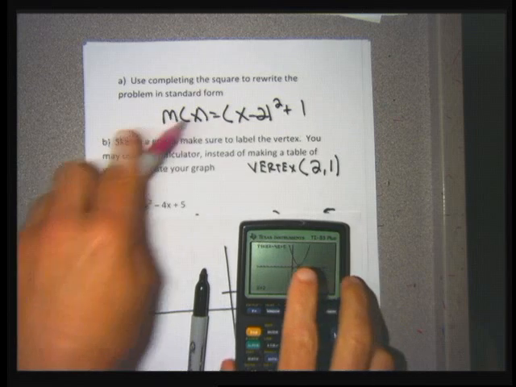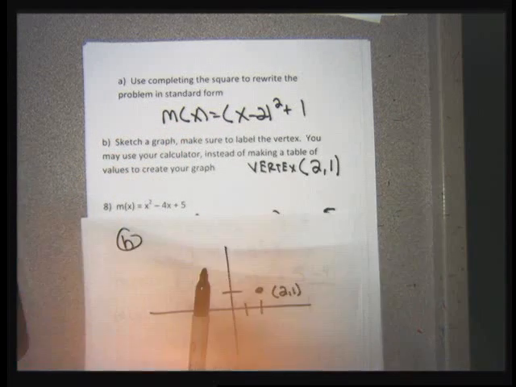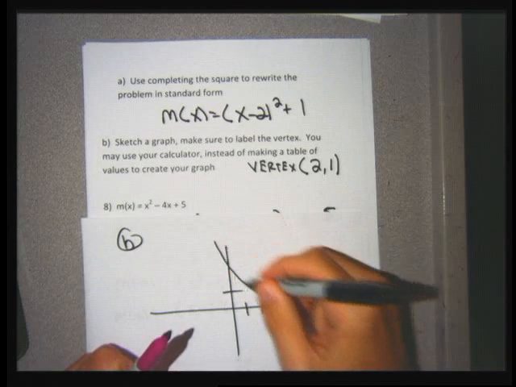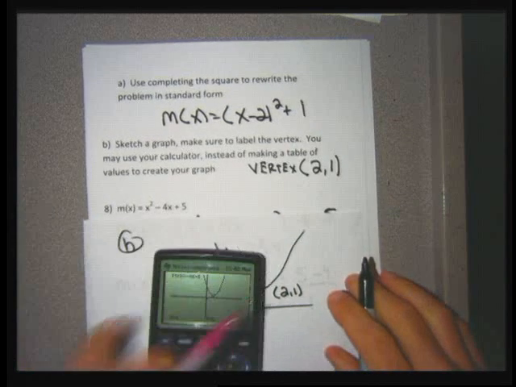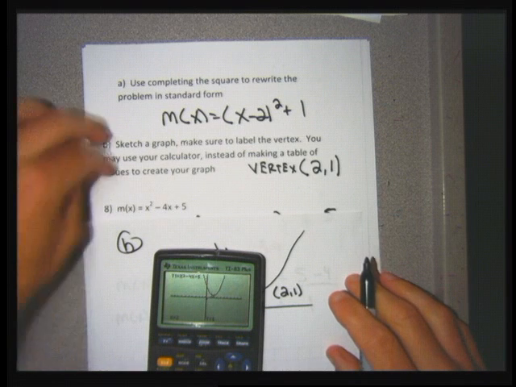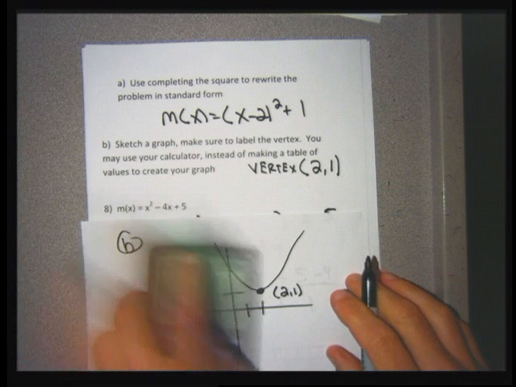I rewrote the equation so I could pick off the vertex, sketched a graph, copying the graph from my calculator. It looks something like that. Again, I'm not asking for that accurate of a graph. That's more than accurate enough for borrowing the graph from my calculator.